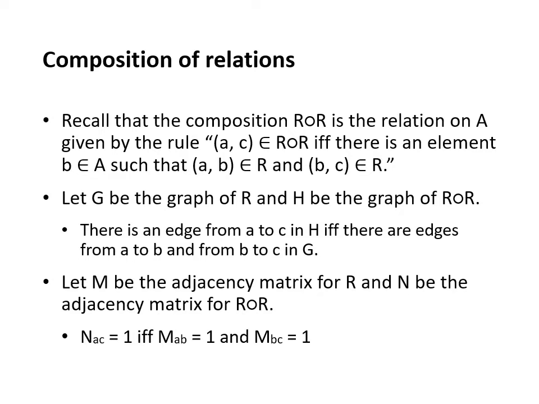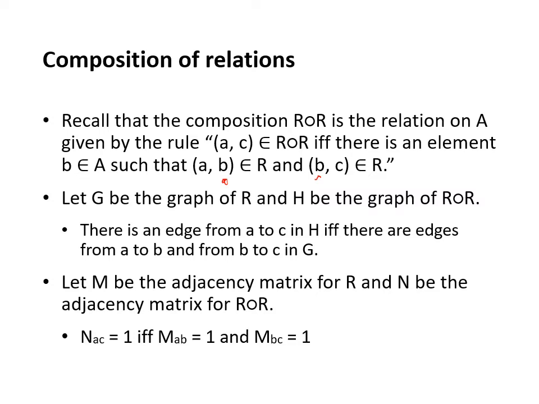Now, this is a refresher about compositions of relations. Recall that the composition R circle R is the relation on A given by the rule: (a, c) is an element of R circle R if and only if there is an element b in A such that (a, b) is in R and (b, c) is in R. So there has to be this element in the middle that connects them. So let G be the graph of R and H be the graph of R circle R. Then there is an edge from a to c in H if and only if there are edges from a to b and from b to c in G. Okay.